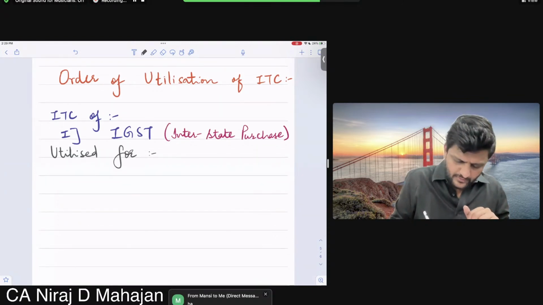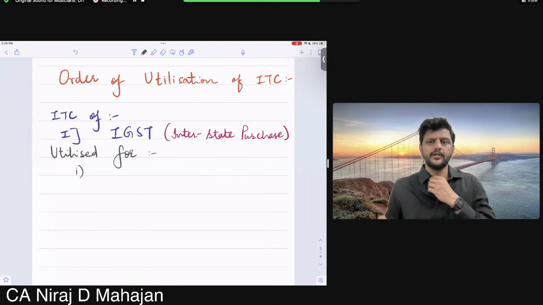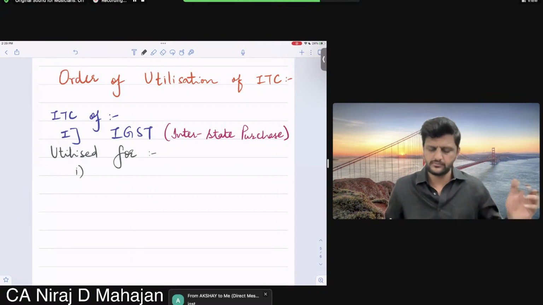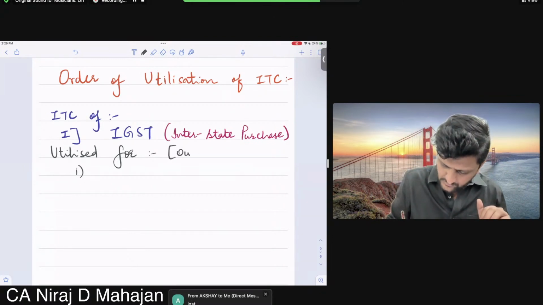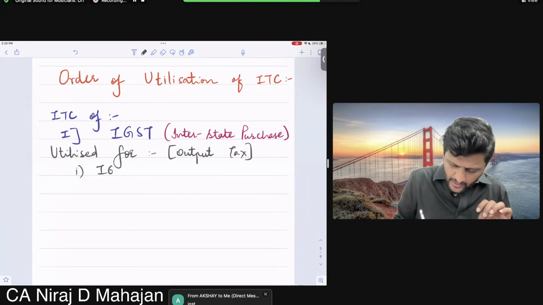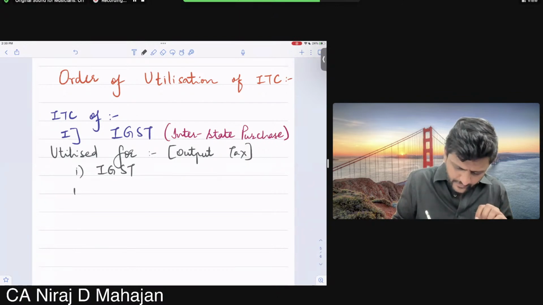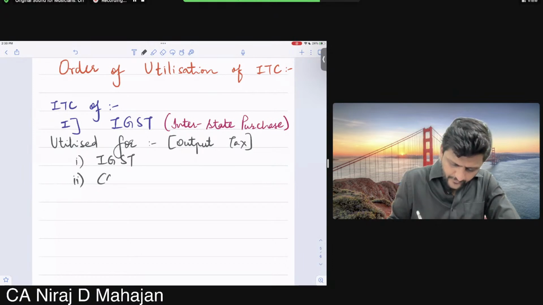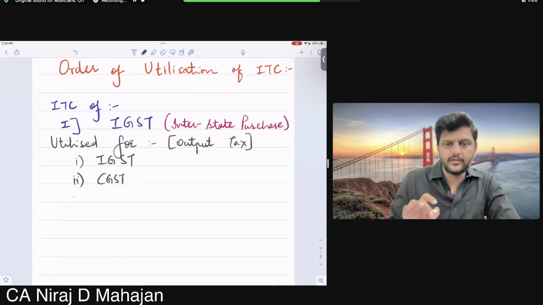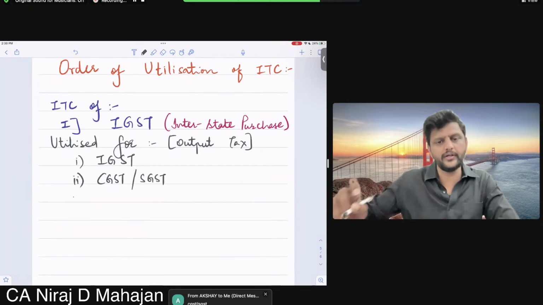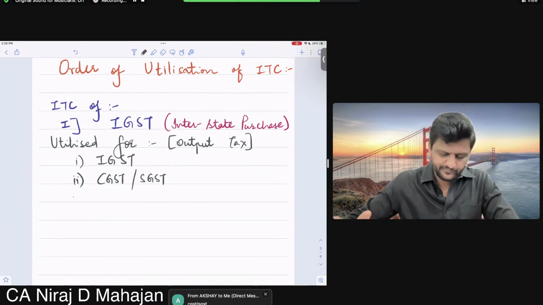Utilized for. Very good. First, tell me the first priority. Now when I use common sense, when I utilize for, it means what? Output. Output tax. Ready, bachcho? First priority, IGST. Second priority, CGST is not like that, so I am writing SGST. Okay? Correct. Very good, Akshay.